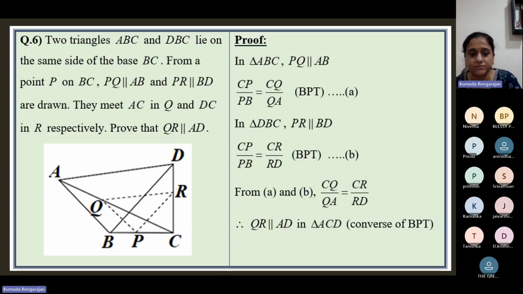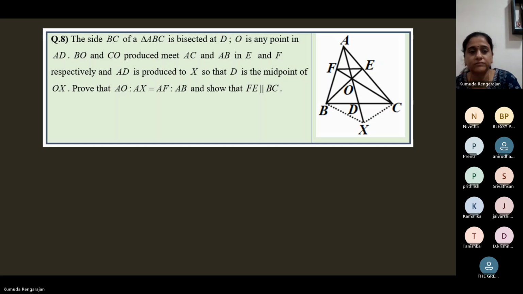Okay. Next one. We'll do this. I think we'll not have time to work this, so I'll just explain. I'll share the image, complete the answer at home. The side BC of triangle ABC is bisected at D. So D is the midpoint of BC, so BD is equal to DC. O is any point on AD.